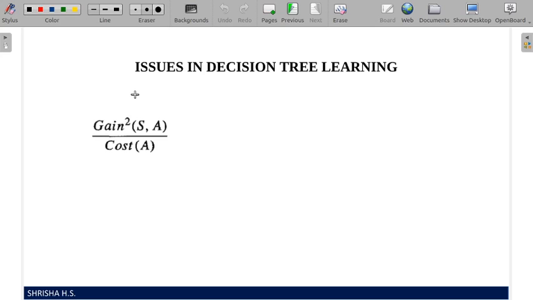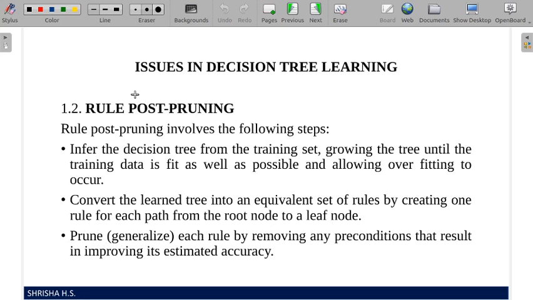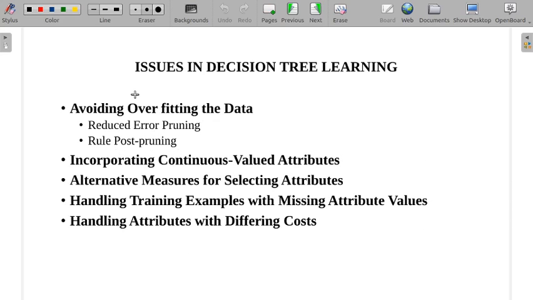So these are the issues with the decision tree: avoiding overfitting of data, how to incorporate continuous valued attributes, alternate measures of selecting attributes, handling training examples with missing attribute values, and handling attributes with differing costs. Okay, so these are the issues in the decision tree. In an examination, if you get a question to explain issues in the decision tree, these are the main headings, and within that you go on explaining what is presented in the slides.